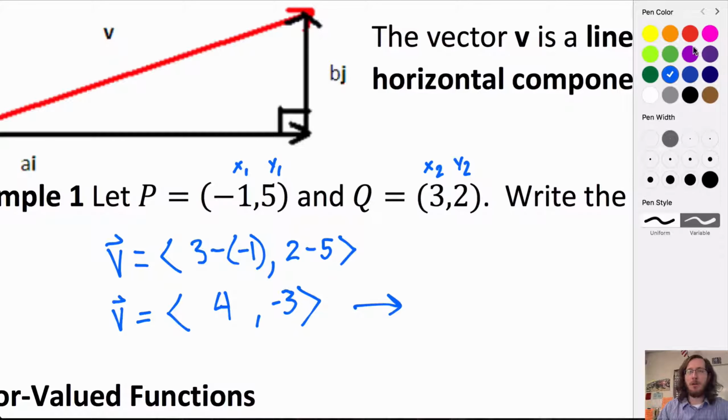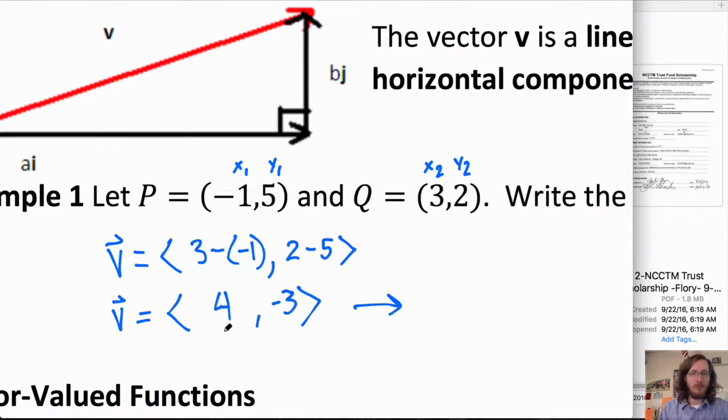Okay, so we have our a value here, our b value here. So we just stick those in front of our i and our j vectors. So horizontal component 4 times vector i plus our vertical component -3. We can actually just make that -3 times our vector j. All right, and there we've got our linear combination form of our vector.